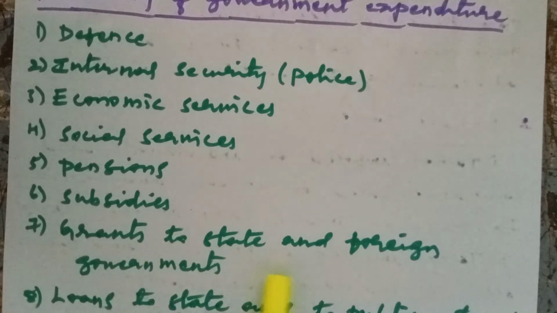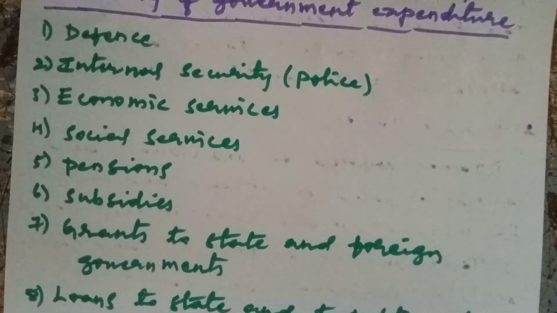Next, grants to state and foreign governments. The central government will grant money, capital. These grants are never paid by the state governments to the central government, and likewise for foreign governments. Suppose our India has granted 1 lakh rupees to the USA. The USA never pays it back to our country. A grant is nothing but money that is never paid back again. That is called a grant. It is also one of the expenditures incurred by the government.